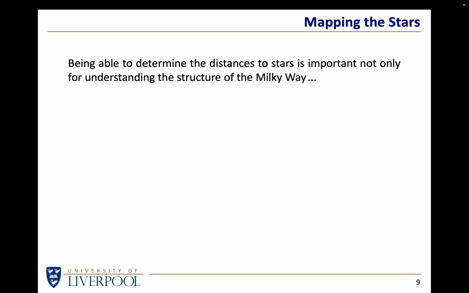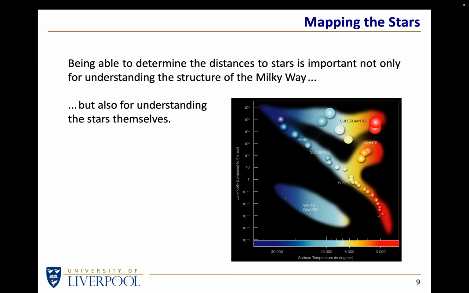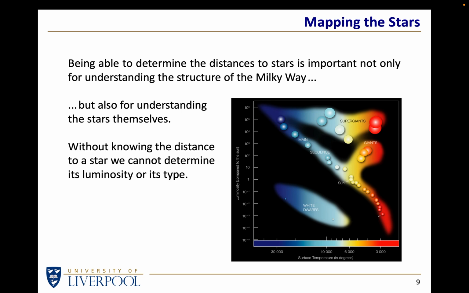Distance is absolutely critical if we want to understand the structure of the Milky Way. Actually, it's quite important if we simply want to understand the stars themselves. Because if we think of the familiar plot of luminosity on the vertical scale and color on the horizontal scale, if we don't know the distance to a star, we can't tell if it's a very bright star fairly distant or a very dim star relatively close to us. We need to know the distance in order to know the luminosity.